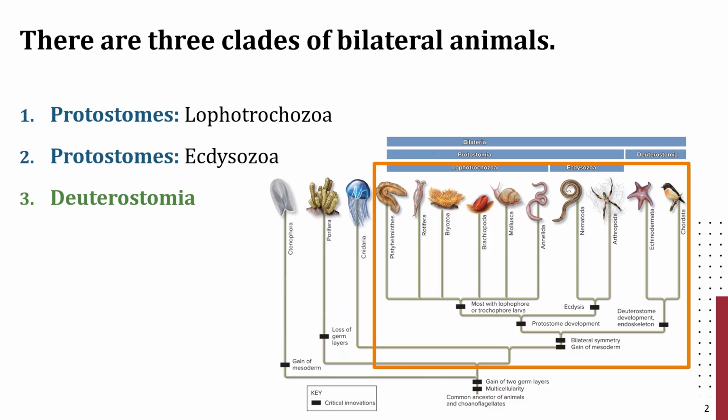Of our bilateral organisms, there are three major clades, or major groups of these bilateral organisms. We have two groups that are protostomes and one group that are deuterostomes. If you need a review on bilateral or radial symmetry and protostome or deuterostome, you'll want to go back to the video part 1 of chapter 26 lecture or review your notes. The protostomes are broken down into two groups called the Lophotrochozoa and the Ecdysozoa.